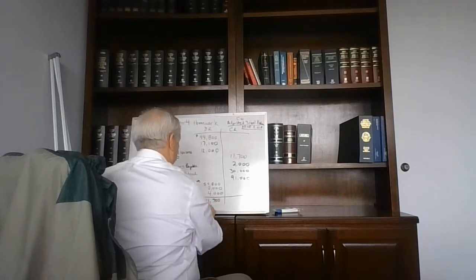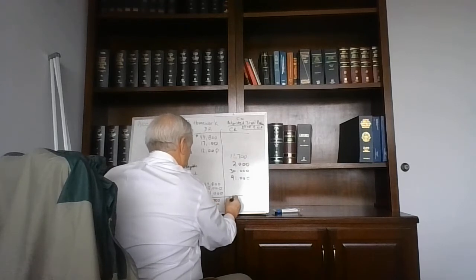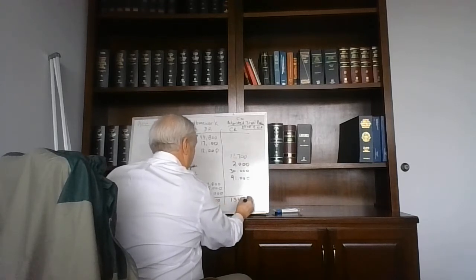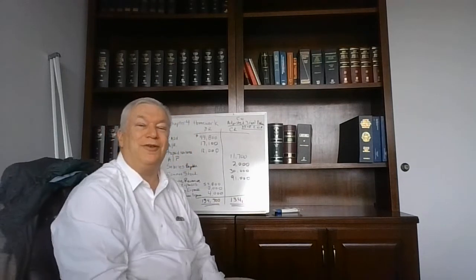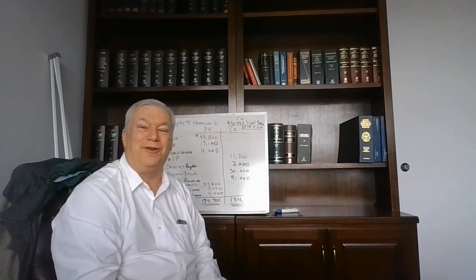And I think that's correct. And that's what I got on this side too, $134,700. So that's how you do the adjusted trial balance. Isn't that fun? Okay.